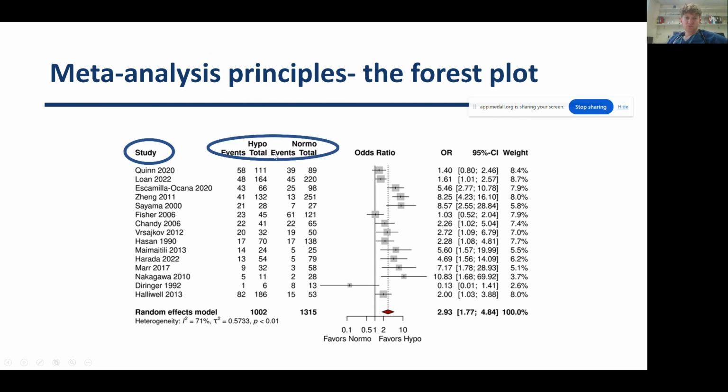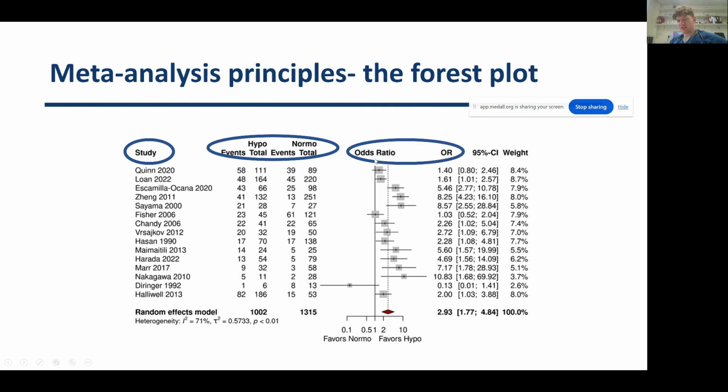This is your event page. In your group, you just have to include the events. This forest plot is comparing vasospasm events in patients with hyponatremia compared to no hyponatremia, so normal sodium levels. In each study, the two groups should be pretty separate and clear. You should have a total number of patients. In this one, in the hyponatremia group, there are 111 patients and 58 of them developed vasospasm. In the normonatremia group, there were 89 patients and 39 developed vasospasm.